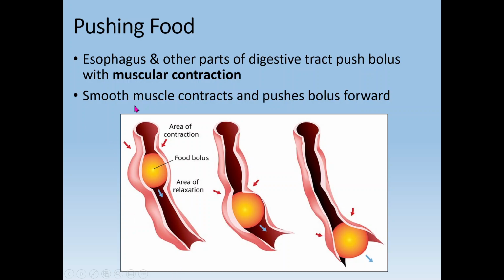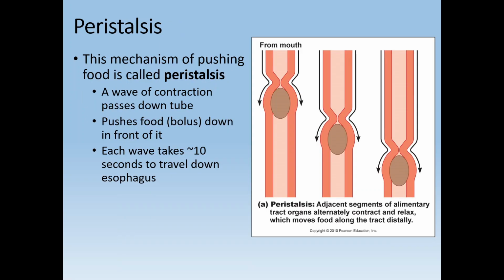It is going to be entirely made of smooth muscle, and that smooth muscle is going to contract in such a way that it will push that bolus down the tube towards the stomach. So it's going to contract immediately behind the food and relax in front of it so that you squeeze and push that food forward in the tube. This process is called peristalsis.